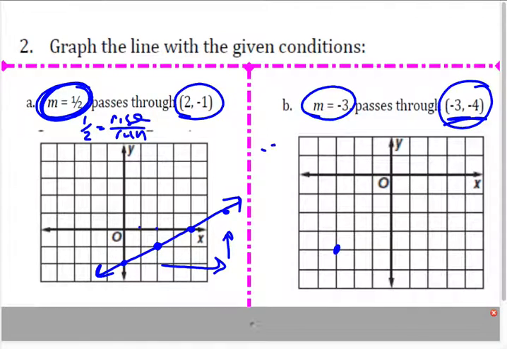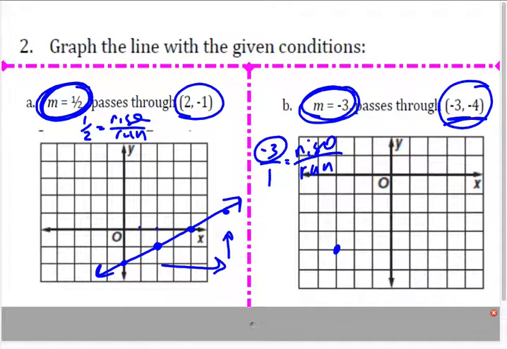Now here, it's negative 3 over 1. That's rise over run. And some people, when they see the negative, they think rise and run are both negative. If your slope is negative, only one of them can be negative. Because if it was negative 1 down here, negative 3 divided by negative 1 is a positive 3. And we don't want that. So if slope is negative, only your rise or only your run can be negative. They can't both be negative.